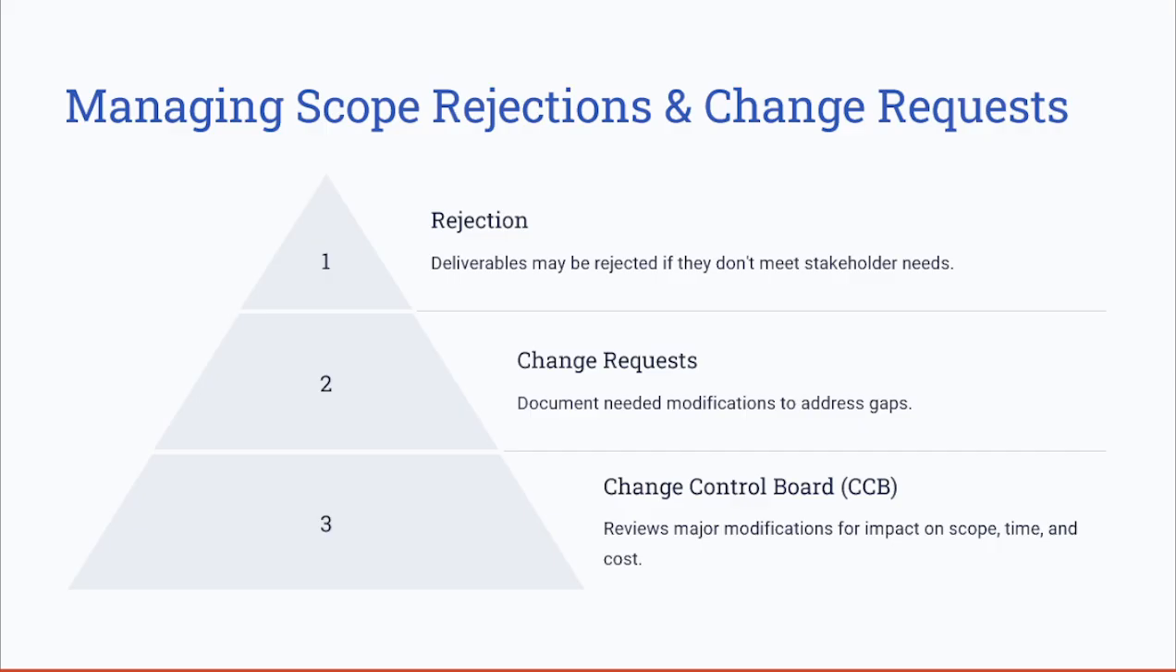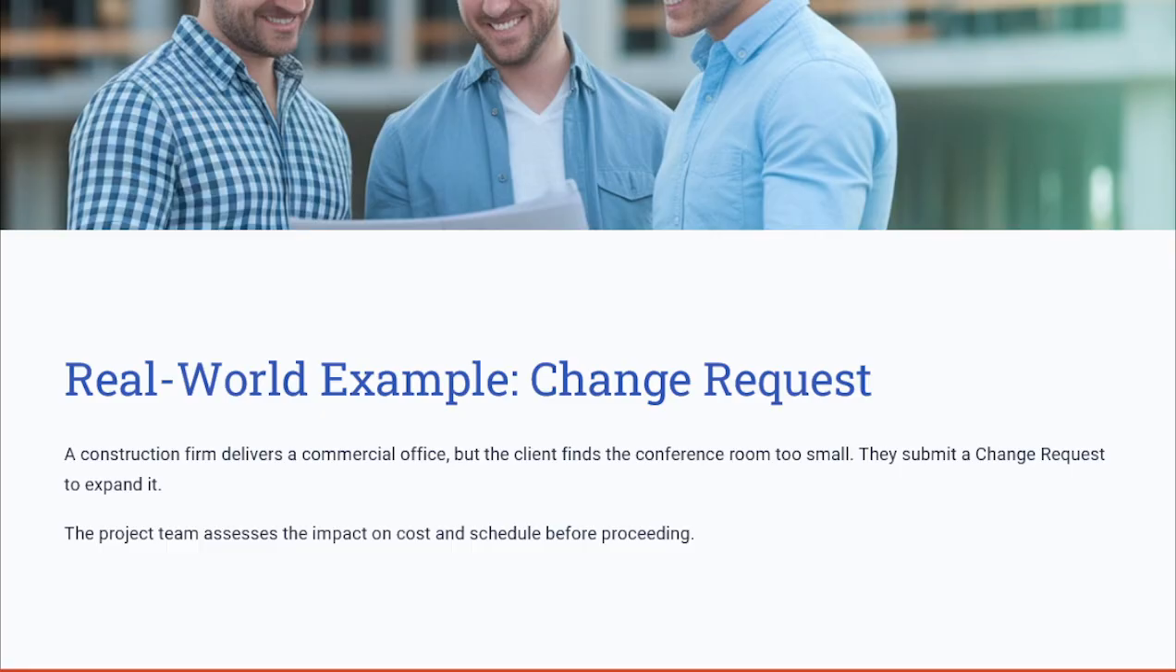Let's look at an example of managing the scope. Take a construction firm that delivers a commercial office as a project. The client, or stakeholder, finds a conference room too small after delivery. So they have to submit a change request to expand the size of that room. After that, the project team assesses the impact of this size increase on cost and schedule before proceeding, then obtains approval from the CCB, the change control board.